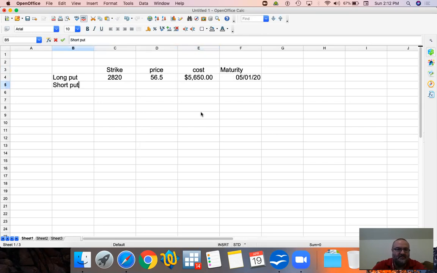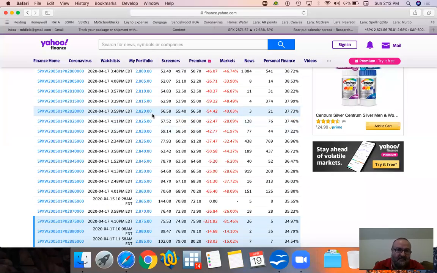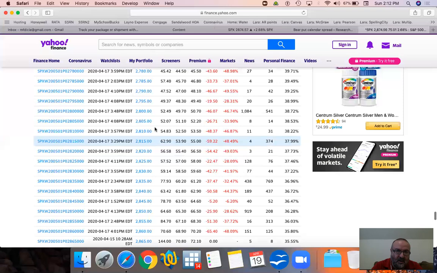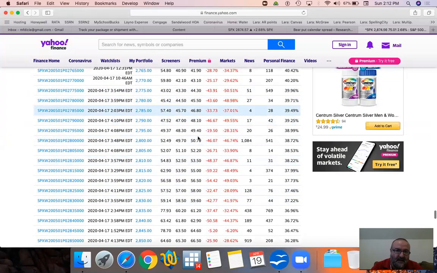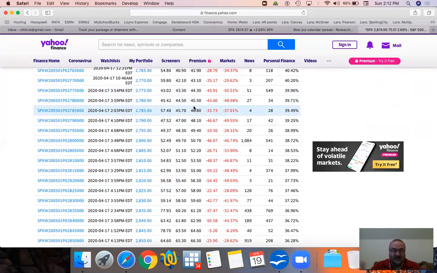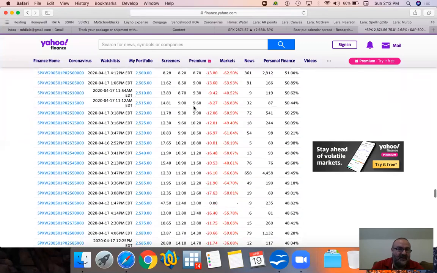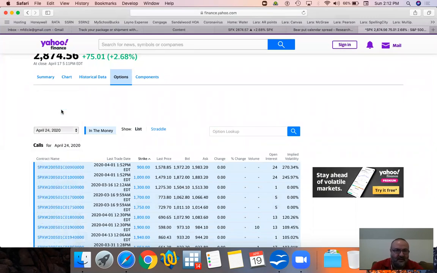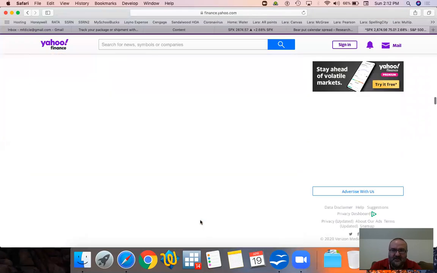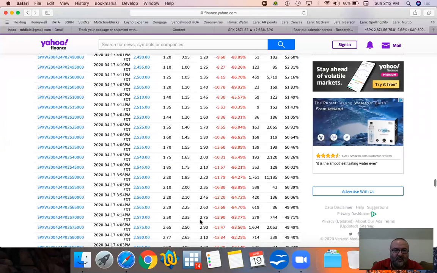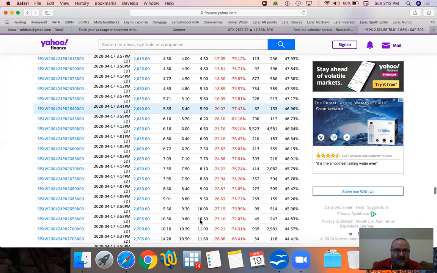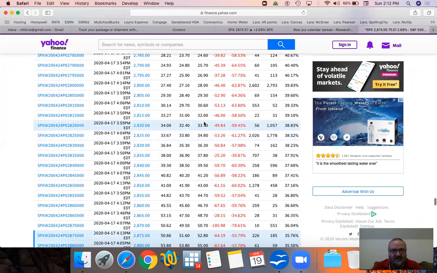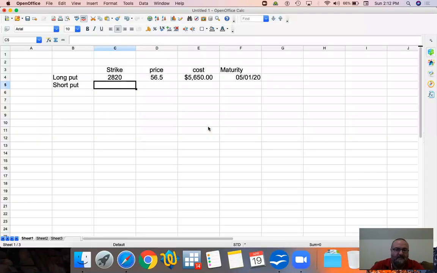we're going to go with a short put just to make it cheaper. But this time, again, with the same strike price. Now remember, with a vertical, we simply went with a lower strike price just to make it cheaper for the same maturity. With a horizontal spread, with a calendar spread or a time spread, we go for a shorter maturity. So in this case, I'm going to go with April 24th, just for the sake of the lecture. And we are going to go with a put option of 28.20, the same strike price.